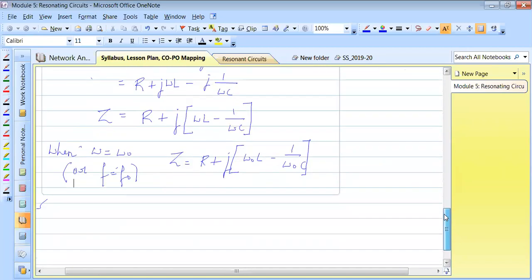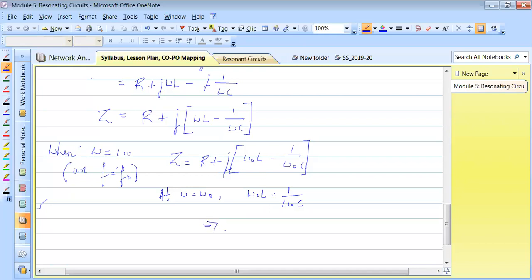So since XL and XC are the same at omega naught, that is, at omega equal to omega naught, we can say L is equal to 1 by omega naught C. Understand that? Now, when that happens, what would happen to this part? This part would become 0. Understand that? Implies omega naught L minus 1 by omega naught C would be 0. That is the meaning of it.